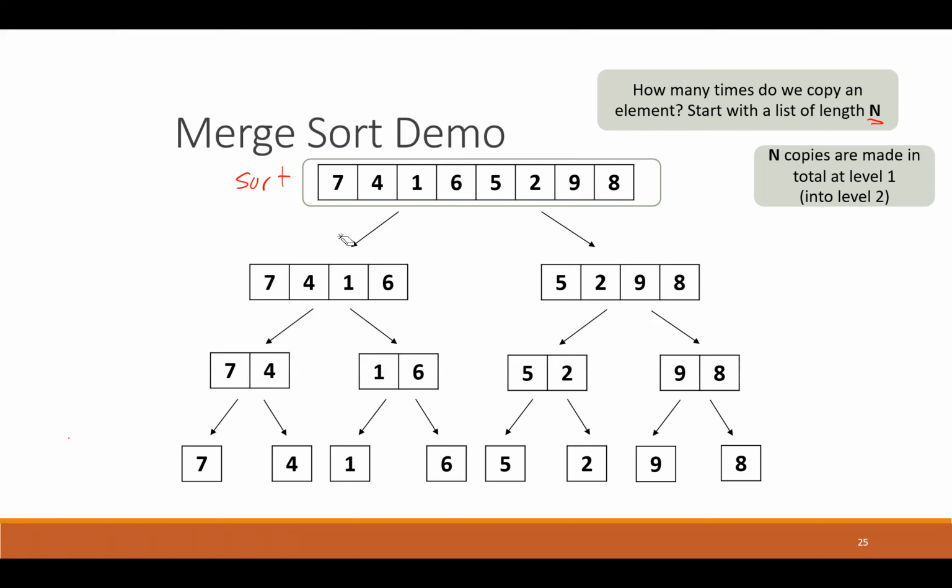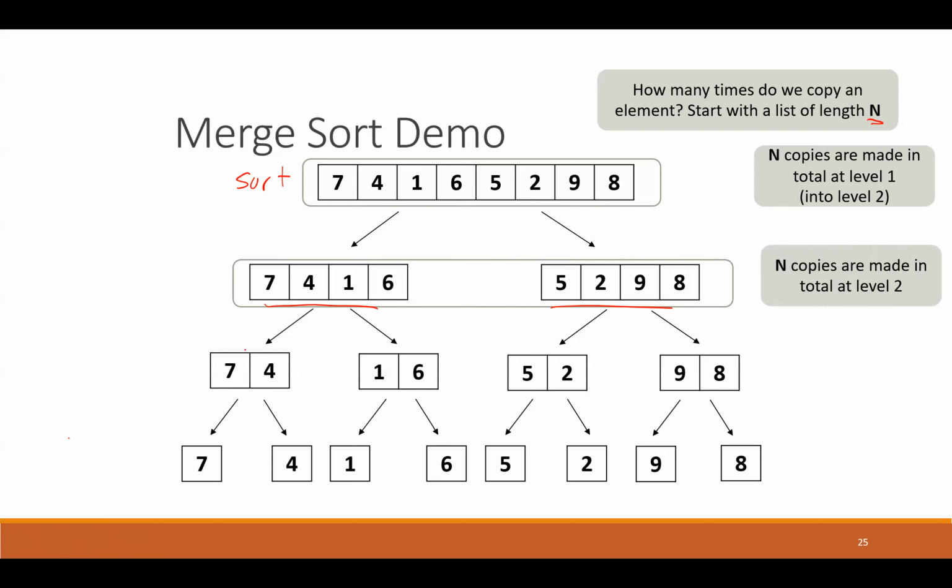If I look at the next level of my recursion tree, these are 2 separate calls to sort, but if I add up how many copies they make, here I made 2 copies, here 2, here 2, here 2. If I total those up, I get 8 again. In general, I still have n, because I still have all of my elements at that second level of the recursion tree. So again, I'm making n copies.